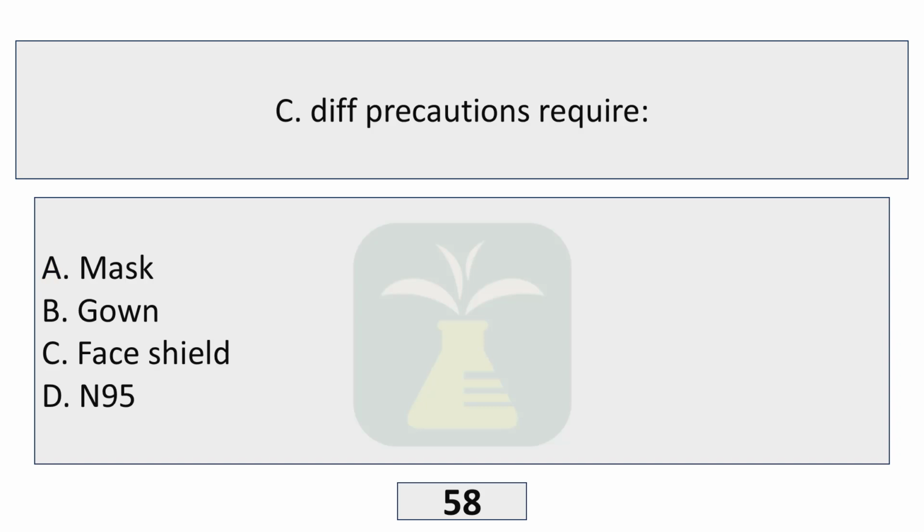C. diff precautions require A. Mask. B. Gown. C. Face shield. D. N95. Correct answer, B. Gown. Contact precautions, gown and gloves, prevent spore transmission.